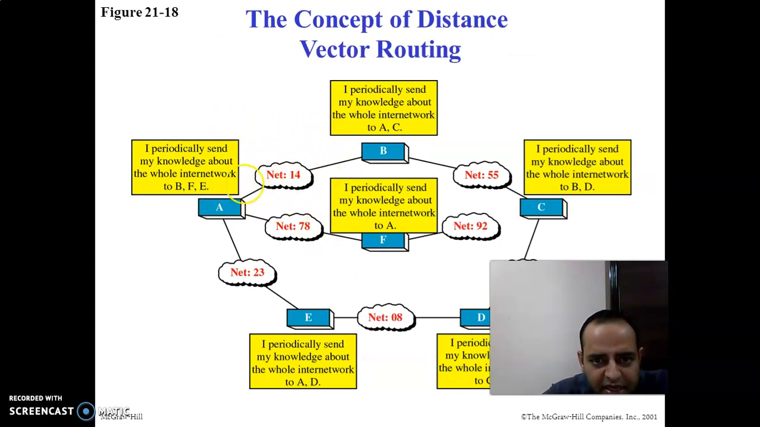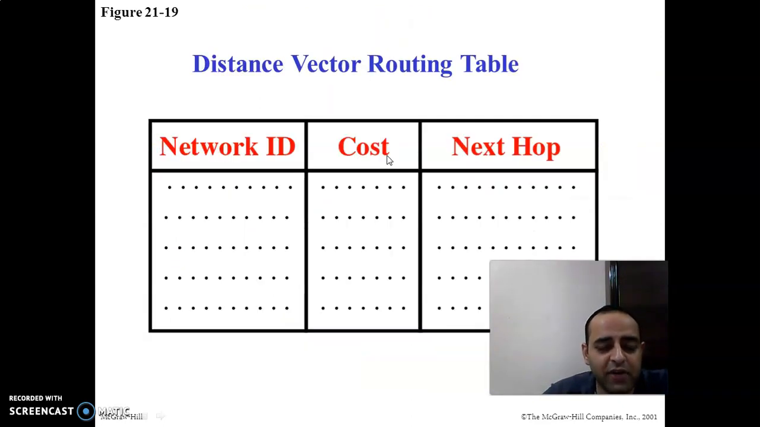Suppose B stops working here. So this information will be updated after an interval of time. This is the routing table basically, the distance vector routing table. If you use distance vector routing, this table is used: network ID, network address, cost of it. Cost means basically the effort it will take for the data to reach the other side, and the next computer on the network.